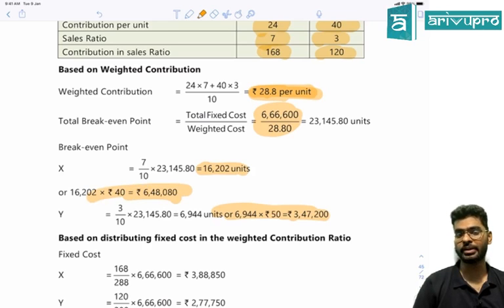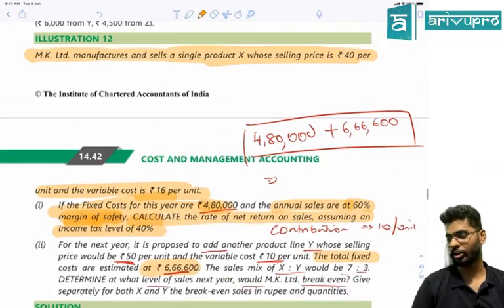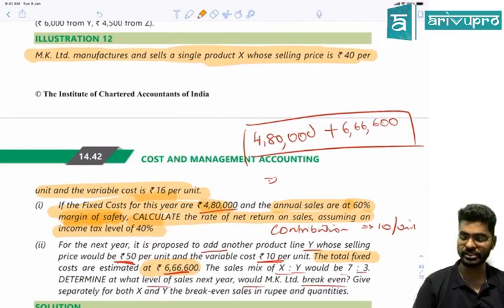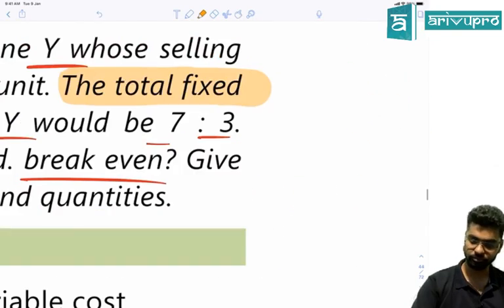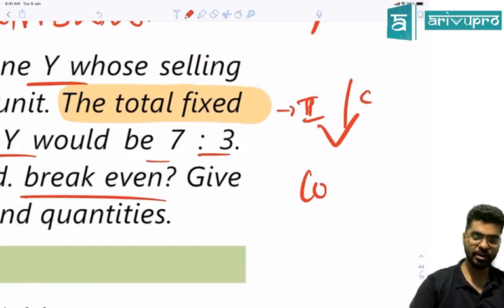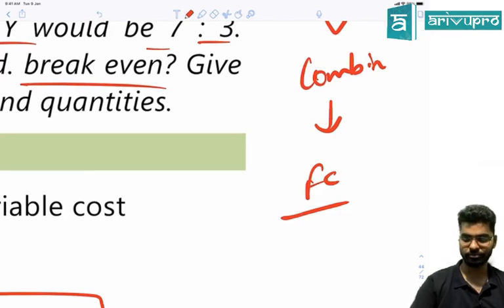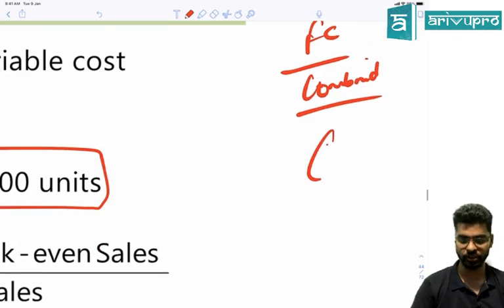You want me to explain? Please let me know. I've already done a question where we have two products. We have to find combined contribution. I'll just repeat the steps if you don't remember. First thing, I have to find individual contribution. Then I have to find combined contribution. Then I will divide my fixed cost by combined contribution. Then I'll divide the break-even point based on the ratio number of units.